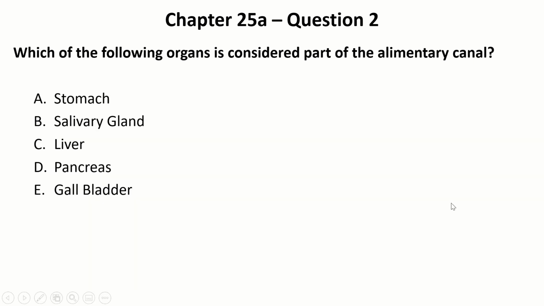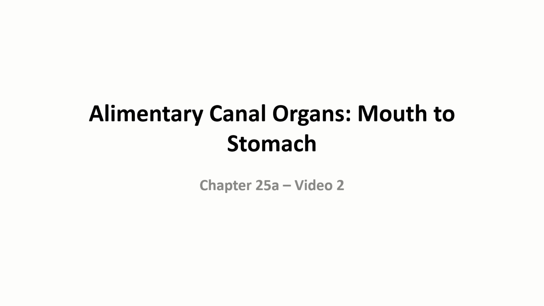Question 2. Which of the following organs is considered part of the alimentary canal? Is it A, the stomach, B, a salivary gland, C, the liver, D, the pancreas, or E, the gallbladder? In the next video, we're going to start looking at specific organs running from the mouth to the stomach. So take a minute, recap, get that lecture ready to go, and then watch the next video.